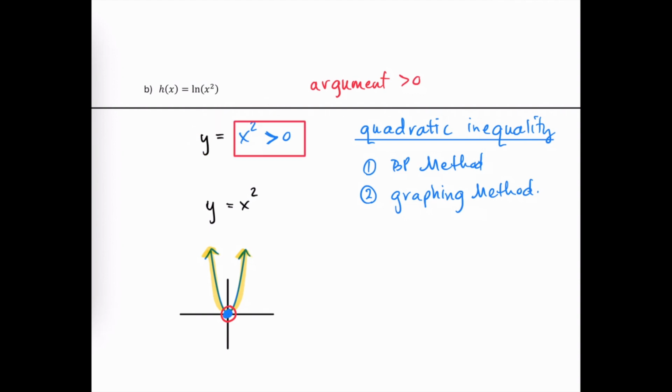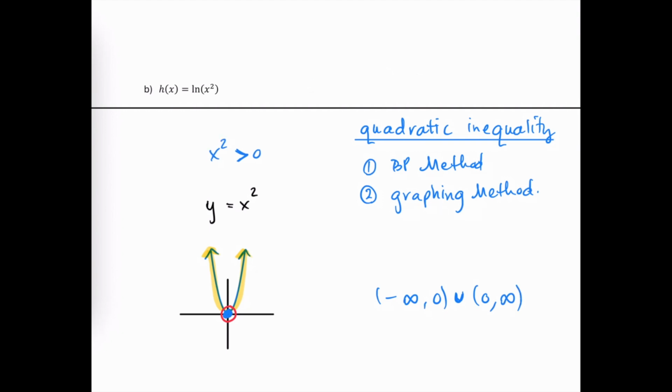So the x values that solve this inequality start at negative infinity and go to 0. We leave 0 out because when x is equal to 0, the y is equal to 0, that's not allowed. So we pick right back up at 0 and we go off to positive infinity. So the x values that solve this inequality are the same x values that will keep the argument of this logarithm positive. And so those x values are what make up the domain of this logarithmic function. So the domain is from negative infinity to 0, and then from 0 to positive infinity.